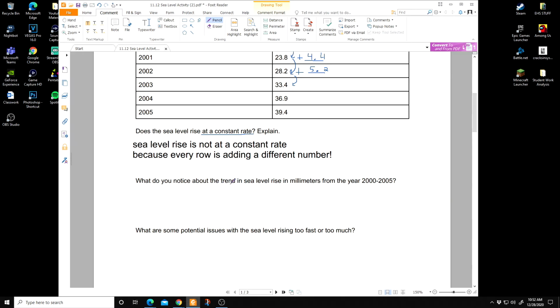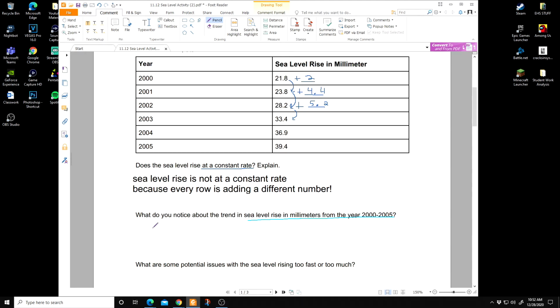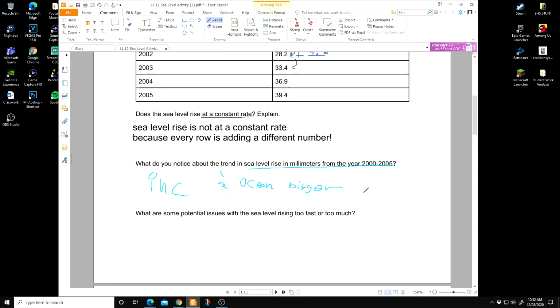So what do you notice about the trend in sea level rise in millimeters from the year 2000 to 2005? Well, it's increasing, right? We know that this is increasing because the numbers are going up, and so that means that the ocean is rising more. That means the ocean is kind of getting bigger in a way. Obviously, I'm just going to write this here. Don't worry about that. Boom.